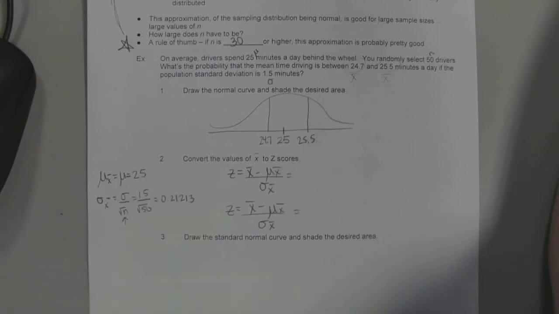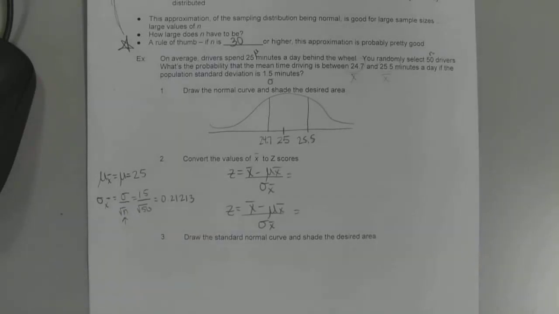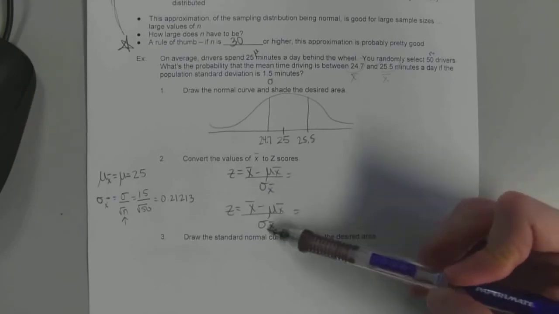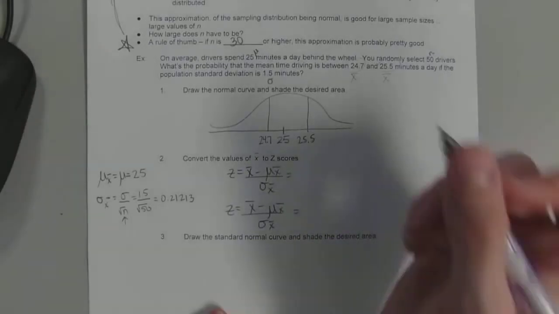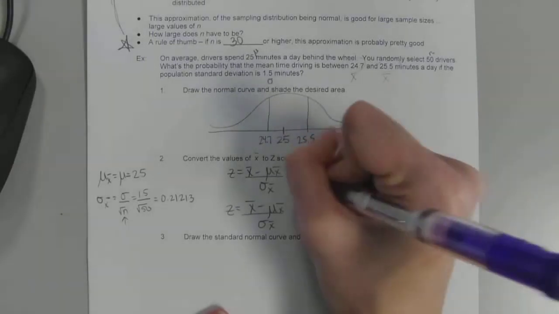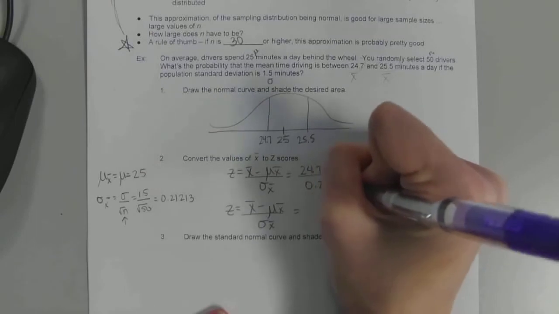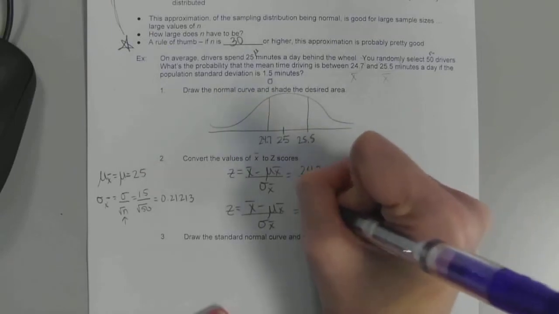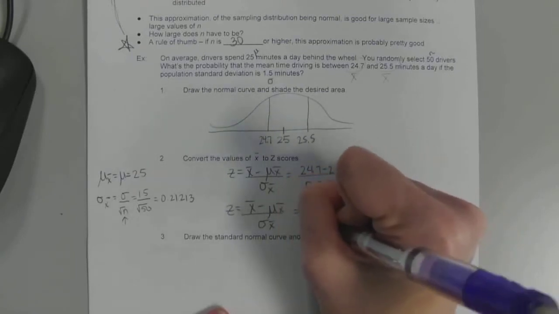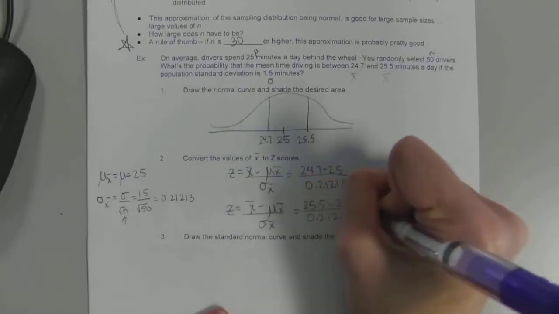So when we go to convert these to z-scores, the mu and the sigma are going to stay the same. So this is going to be 25 for both, and this is going to be 0.21213 for both. The only thing that's going to change is that front number. So let's start with the 24.7 minus the 25 average over 0.21213. And then the other one will be the 25.5 minus the 25 average over 0.21213.